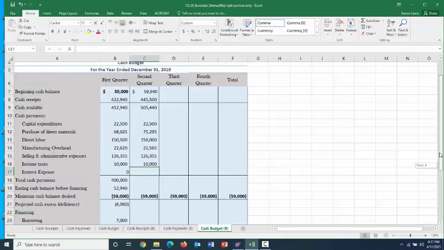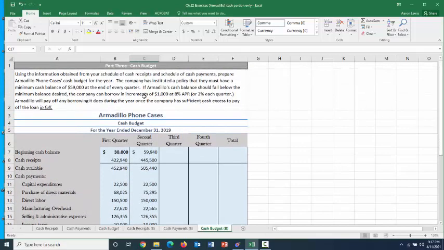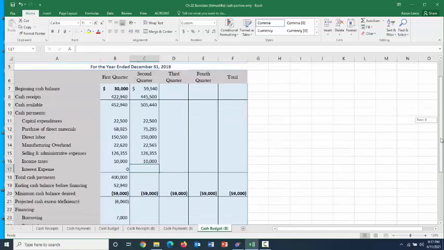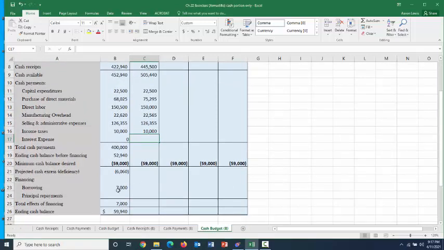And if we scroll all the way back up to our information at the beginning, we see that the interest that they're going to charge Armadillo Phone Cases is 8% for the year. And since there are 4 quarters in the year, that's like 2% each quarter, which means the total amount of money that is owed to the bank, that $7,000, the bank is going to tack on 2% of that as an extra payment for interest. So to figure out our interest expense for the period, we take that $7,000 that we borrowed and multiply it by the quarterly rate of interest, which is 2%. And 2% of $7,000 is $140.